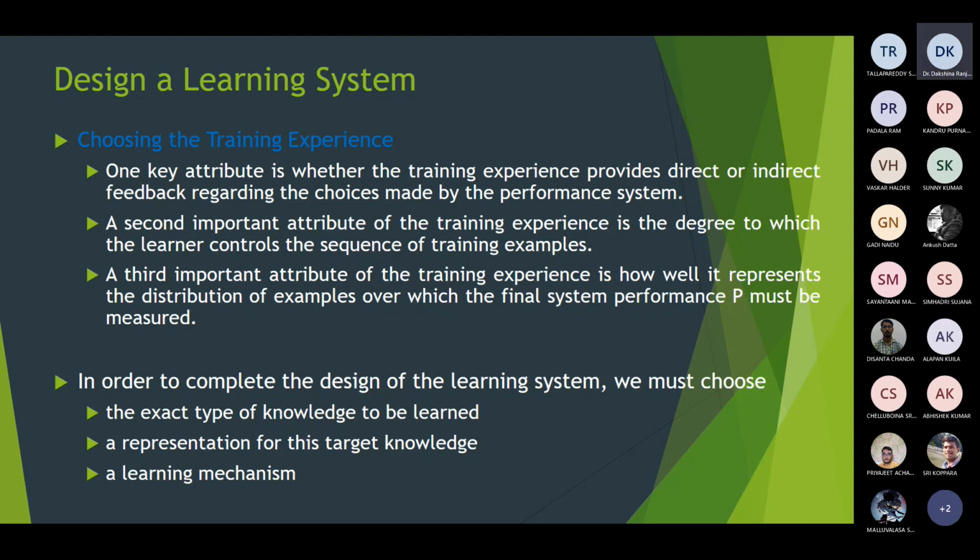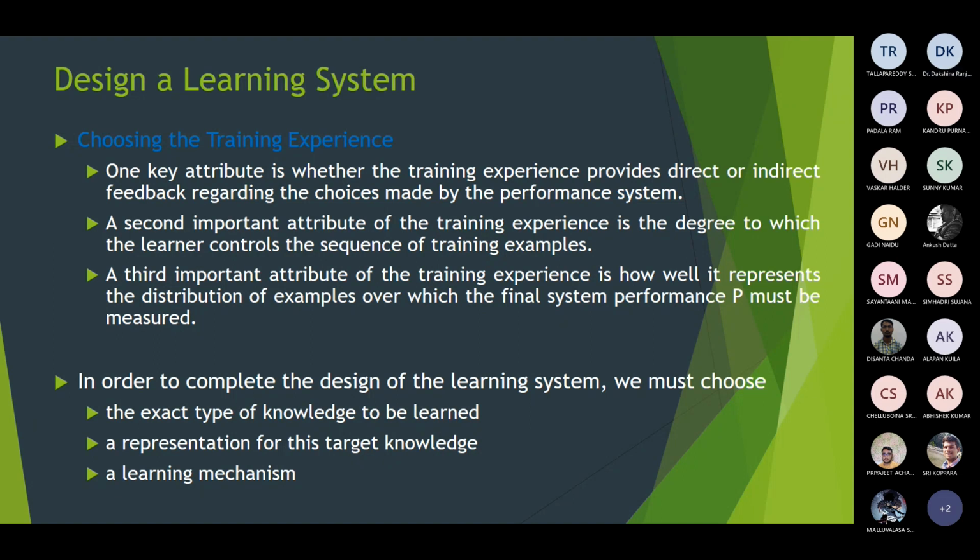Now the first attribute that we need to know is whether the training experience provides direct or indirect feedback regarding the choices made by the performance system. Whatever training experience we choose, we want to choose it carefully, so either that training experience may provide direct or indirect feedback.